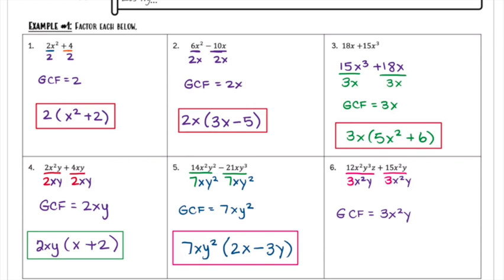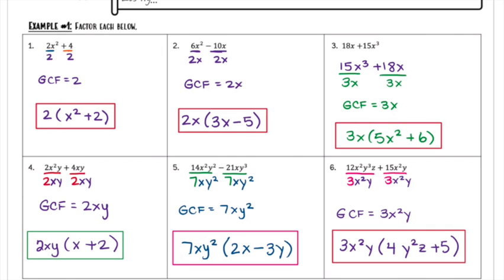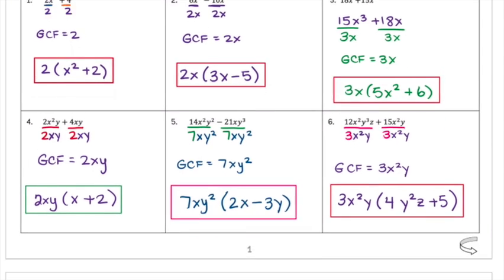So my GCF here is 3x squared y. I take that GCF in front, and I am left with 4y to the second z plus 5. The x squared in the second term and the y both canceled out. So that is our GCF factoring.